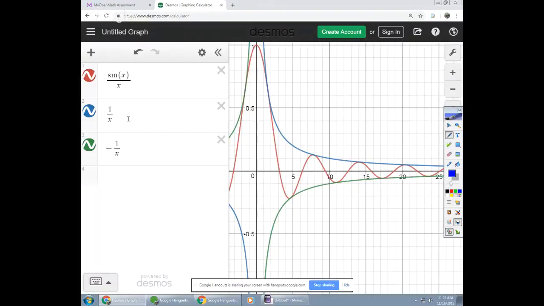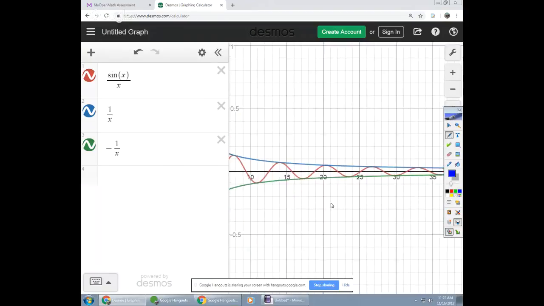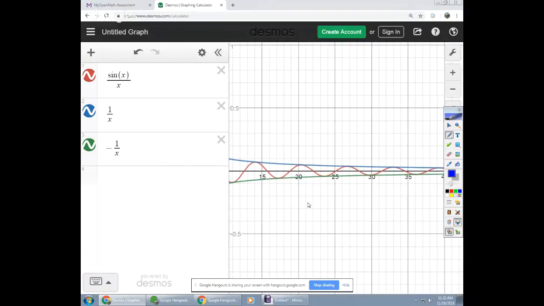So 1 over x is always above y equals 0, and -1 over x is always below. However, 1 over x and -1 over x, as x gets big, are both trying to get close to y equals 0. If I take the sine and divide by x, then I force it to be squeezed in between them forever. Yeah, so here's an example where a function crosses its horizontal asymptote infinitely many times.